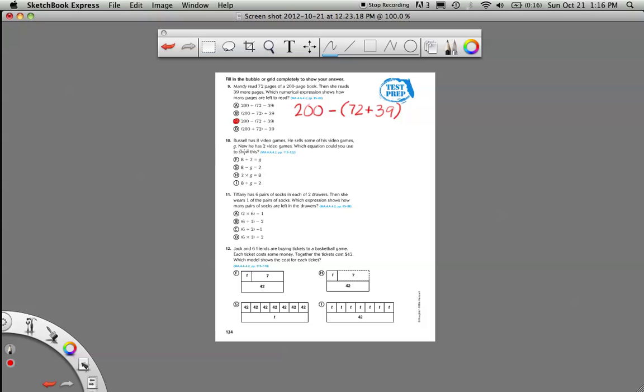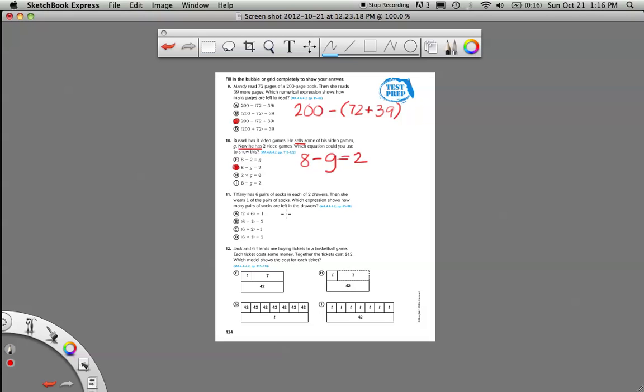Okay, number 10. Russell has 8 video games. Here's his 8 that he's starting with. He sells some. If I'm selling, I'm getting rid of some of them, so I'm subtracting them from how many I started with. We don't know how many, so it tells us to use G. He sells G. Now he has, at the end, in total, equals 2 video games. So I've got to look for 8 minus G equals 2. 8 minus G equals 2 is here at G.